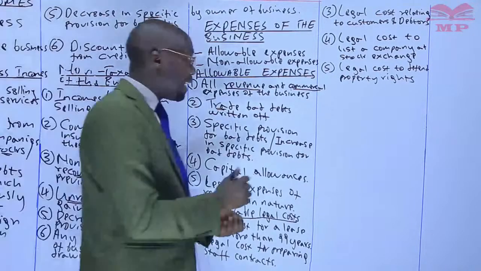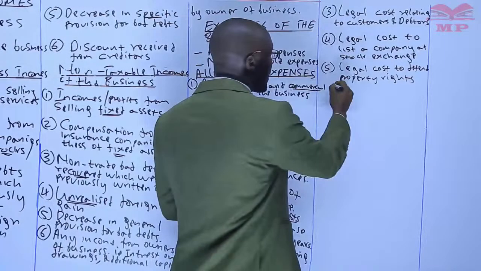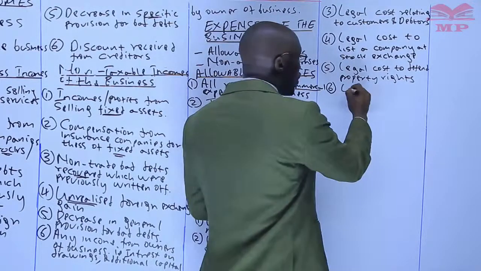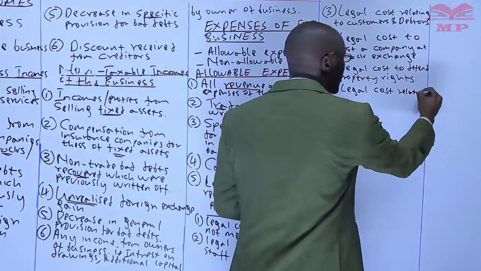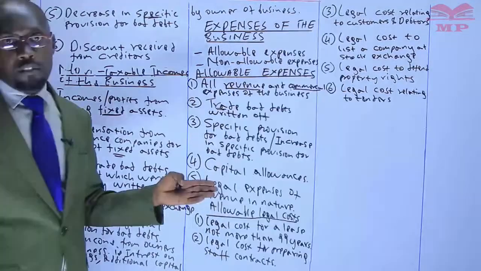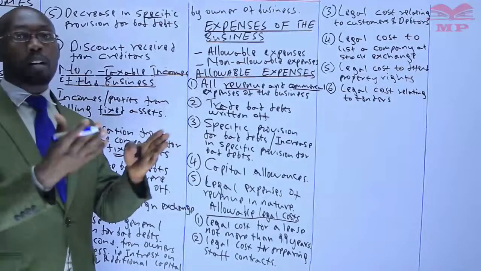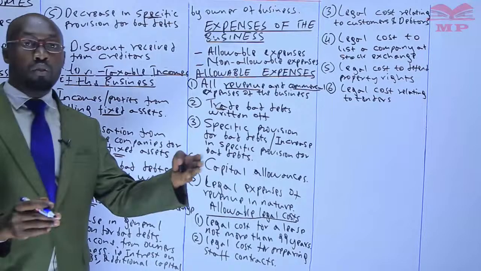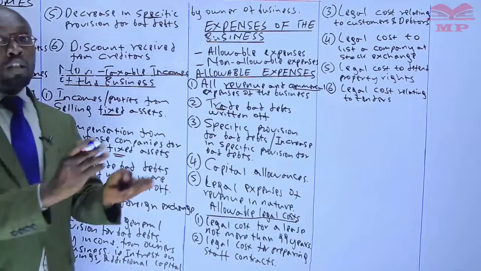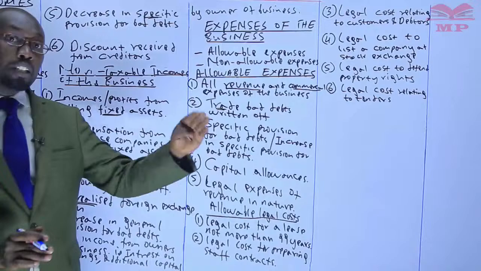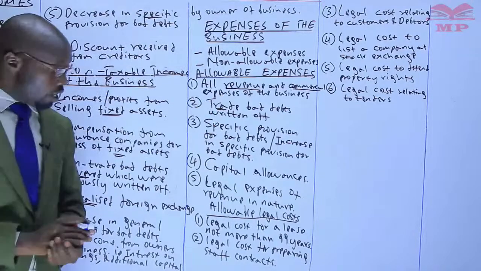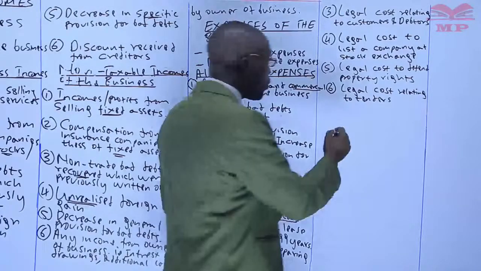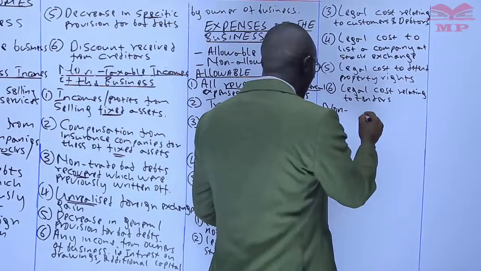The last allowable legal cost, number 6, is the legal cost relating to tenders. Tenders relate to your business. For example, you want to supply something to your customer. They tell you you have to tender. But maybe because you don't know the process of doing that, you hire a lawyer. Come and help me prepare these tender documents. They charge you some legal fee. That legal fee is supposed to be allowable. So these are the allowable. Look at non-allowable legal costs.